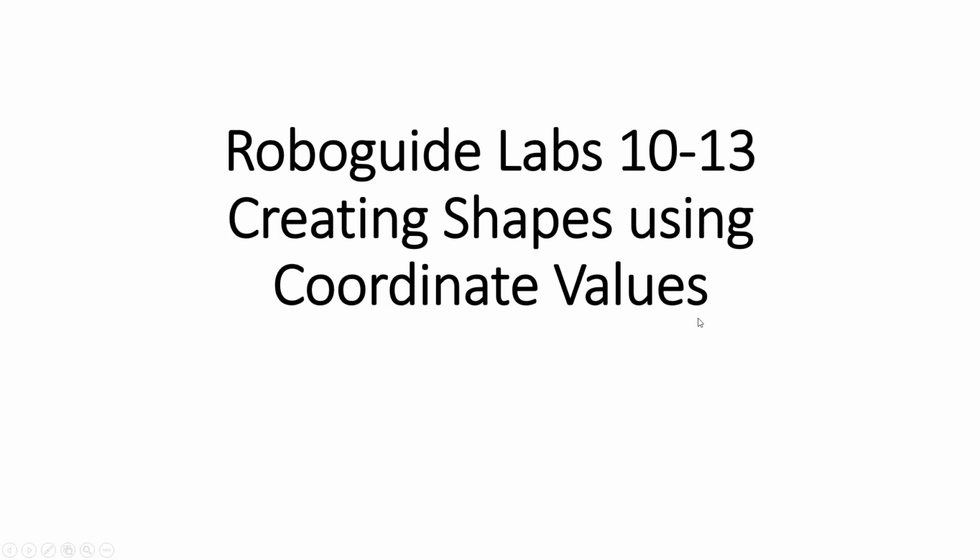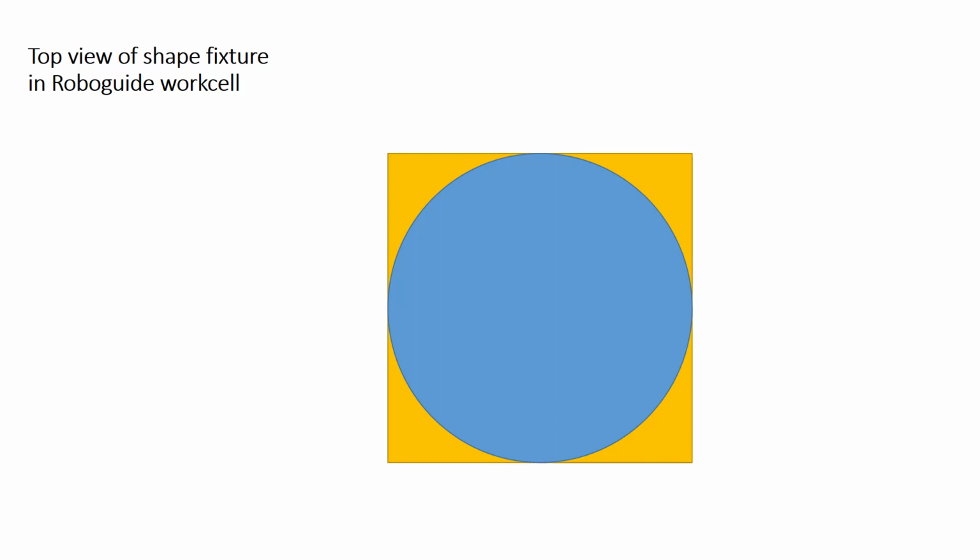Hello, robotics students. Little demonstration on how to look at creating a robot shape program using known coordinate values. One way to do robotics programming is to manually jog the robot to a given point, record the point, move on, jog it to another point. But if you have known coordinates, you can actually enter those coordinates manually into the points in your program.